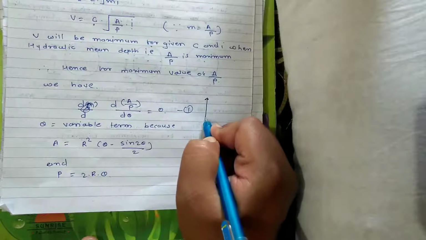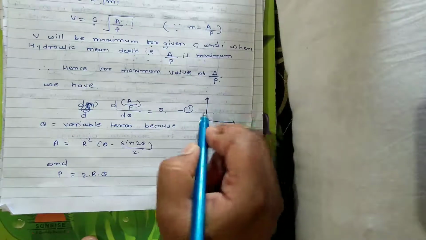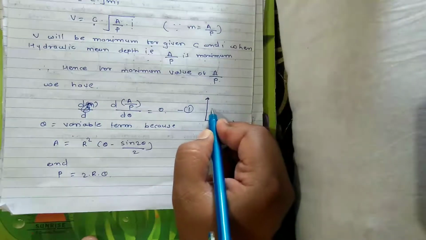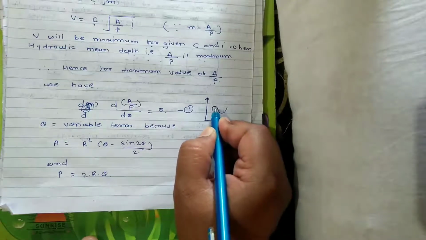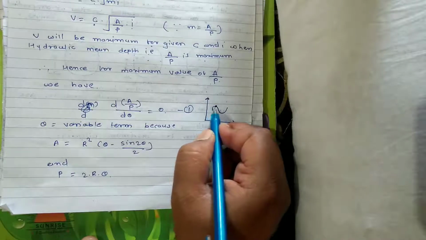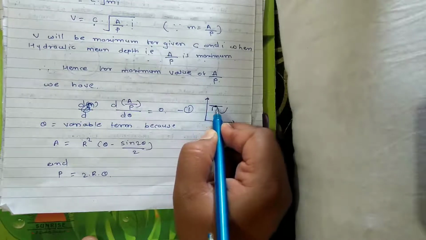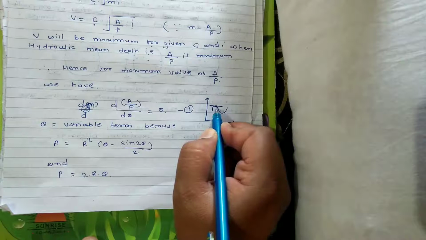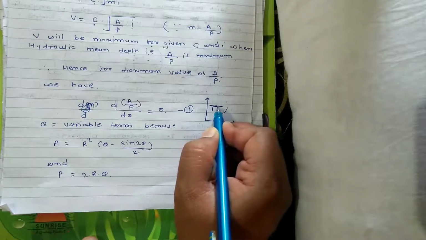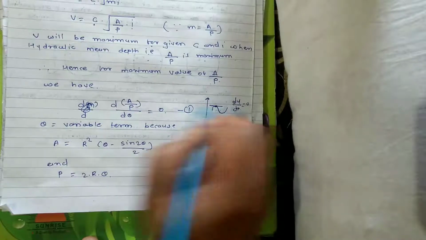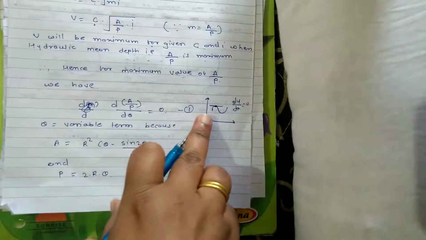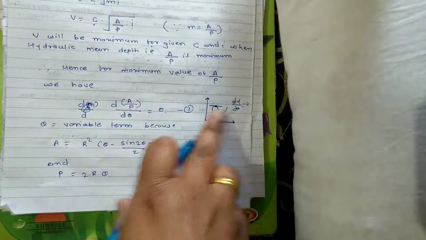Now if you consider any equation like this, and if you draw a graph of that equation, suppose this is a graph of that equation, right? Now if you observe, this point is the maximum point. And if you draw a tangent at this point, the slope is 0, that is dy by dx is equal to 0. So at the maximum value, slope is 0.